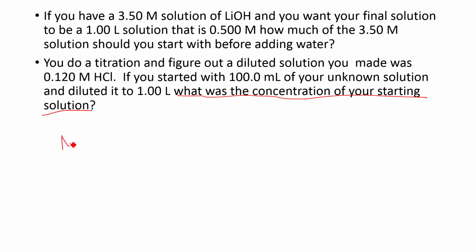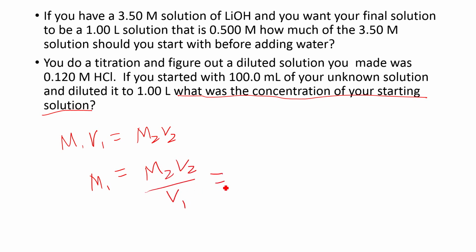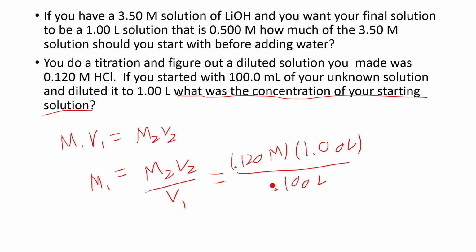So rearrange our equation, M1 V1 equals M2 V2. We can rearrange that to M1 equals M2 V2 over V1. So our final molarity, we figured out from the titration, was 0.120 molar. We also know the final volume was 1.00 liters because that's what we eventually got it to. And we know that we started with 0.100 liters. That's from the 100 milliliters.